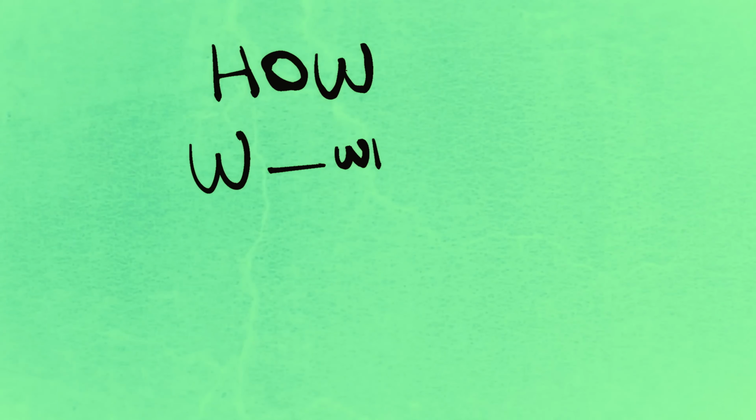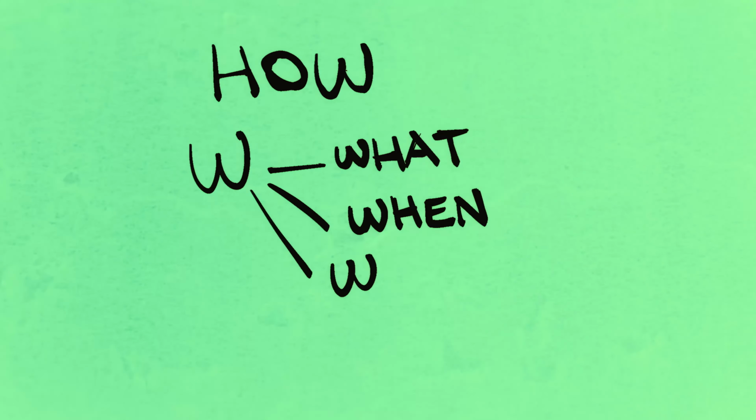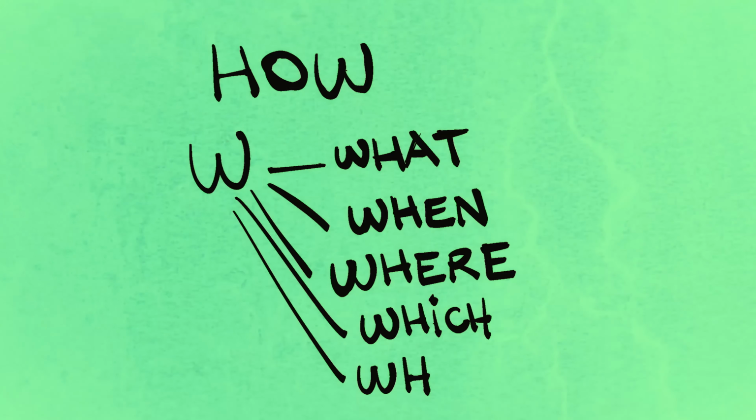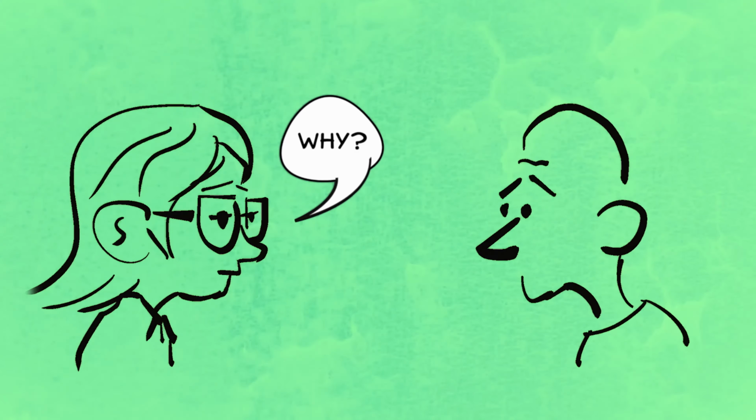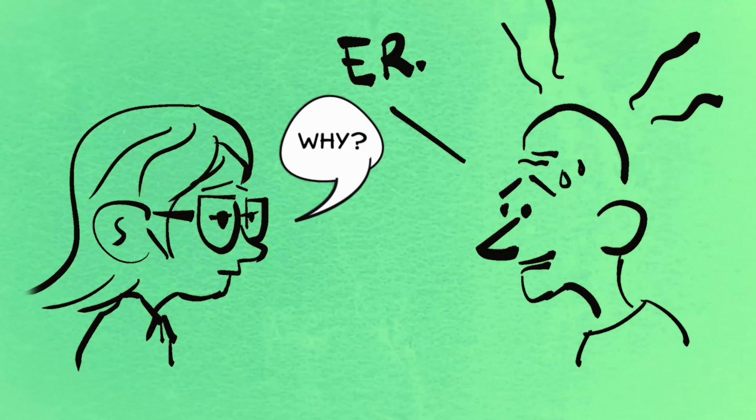An easy way to keep this in mind is to go for the how question or questions that start with W, such as what, when, where, which, and who. You could include why there as well, but just be careful. It could lead the participant to feel the responsibility of having to give an answer even when they don't have one. Why? What should I say? I have to make something up quick.